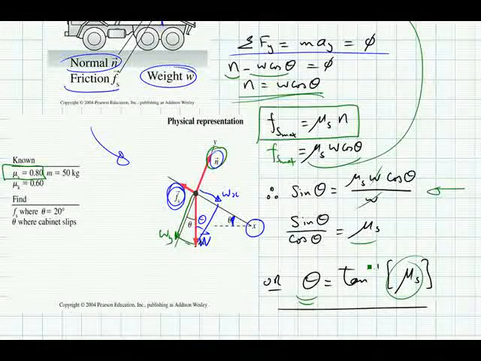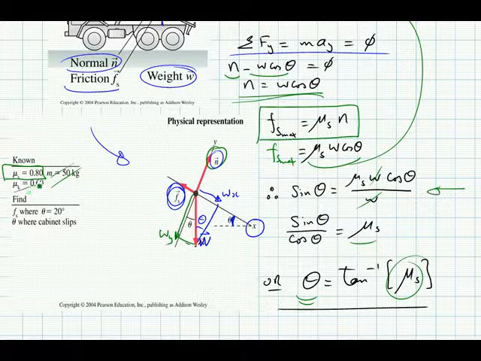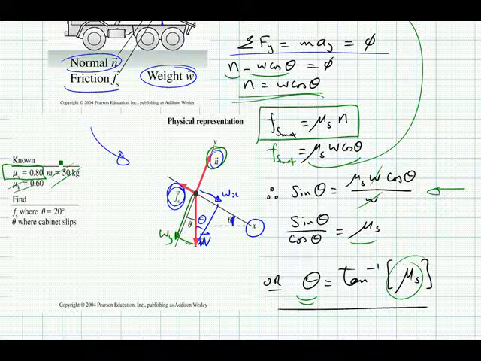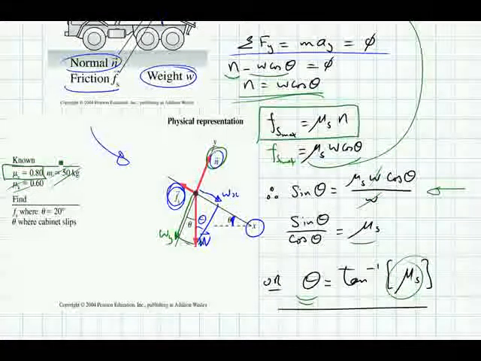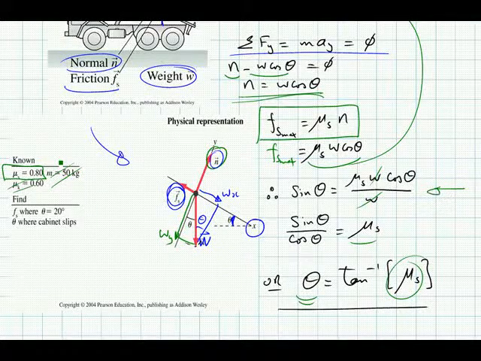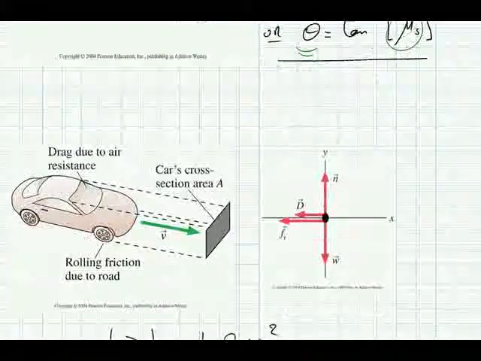So in fact, to solve this problem, we did not need to know the mass of the object nor the kinetic friction coefficient. We could go ahead and find the maximum angle by doing this simple analysis.